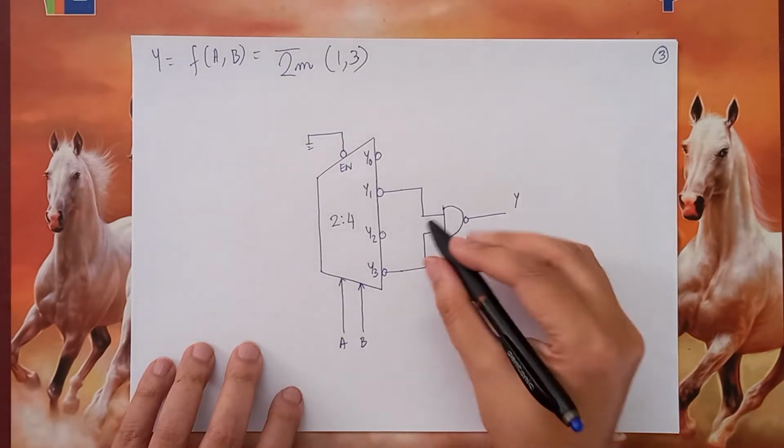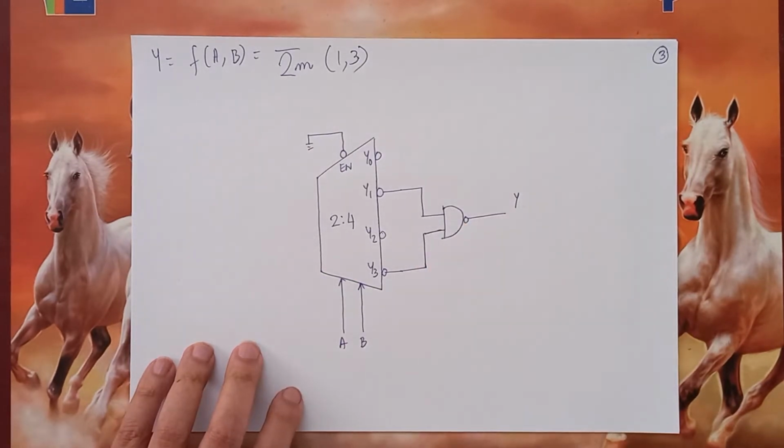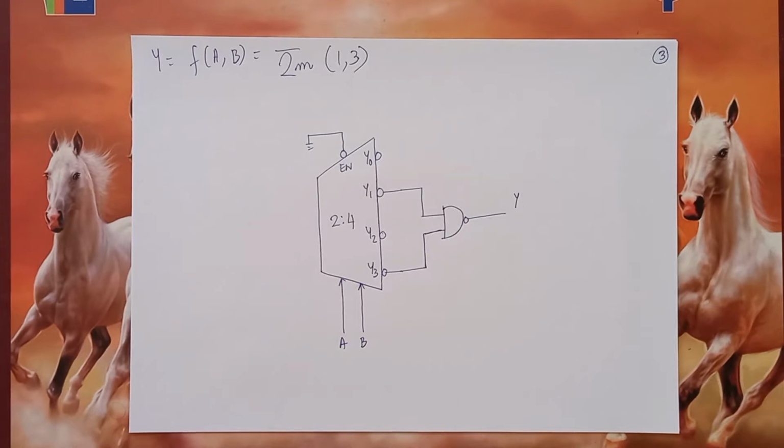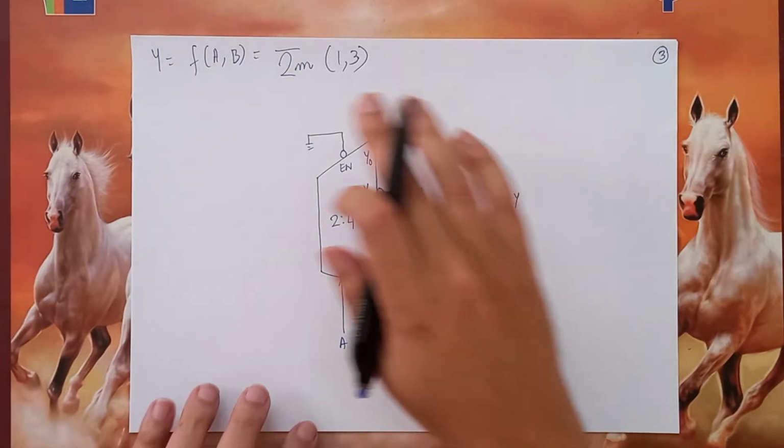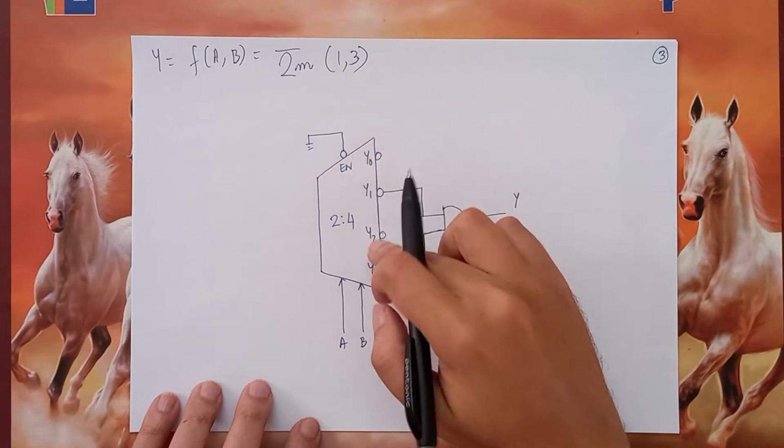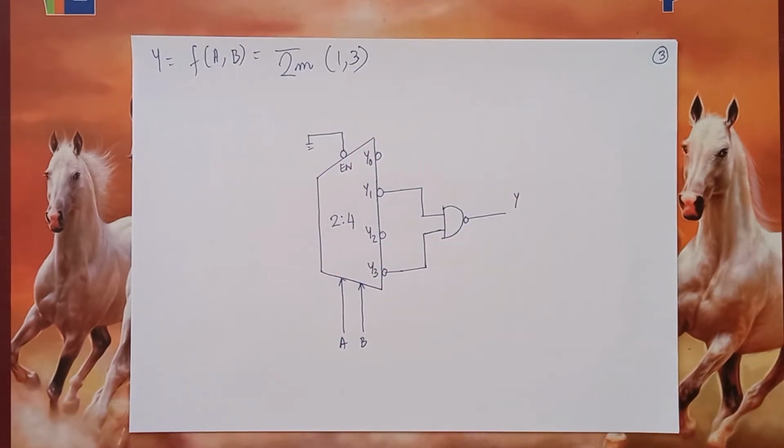This is why. You can also realize the same function by using y0 or y2. It's not very difficult.